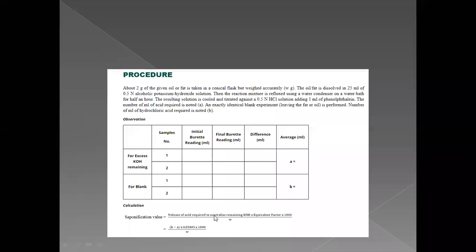Volume of acid required to neutralize the potassium hydroxide remaining after neutralizing the free fatty acid, multiplied by the factor, multiplied by 1000, divided by weight of sample in gram. So what is the formula? B minus A. B is the blank solution in which the rest of the procedure we are going to do.